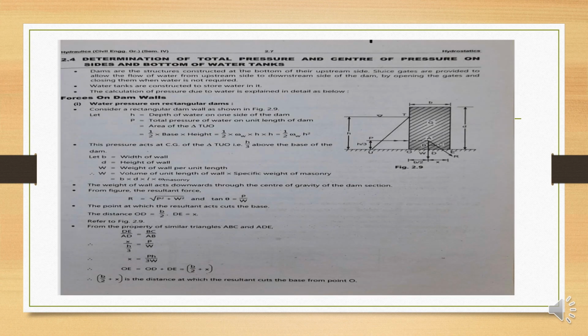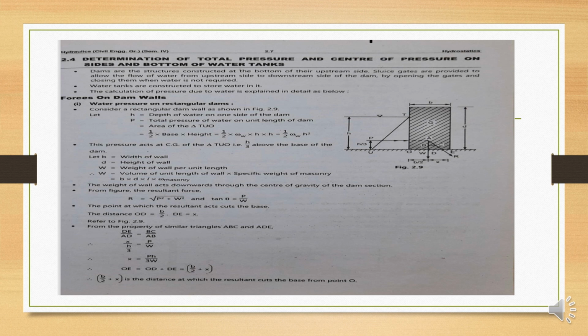Okay, the next topic is the determination of the total pressure and center of pressure on the side and bottom of the water tank. Okay, meaning which types of center of pressure and pressure on the side and the bottom of the water tank are applied. Here we consider a dam for the calculation of the pressure diagram. First, dams are structures constructed at the bottom of the upstream side. Okay, and sluice gates are provided to allow a flow of water.